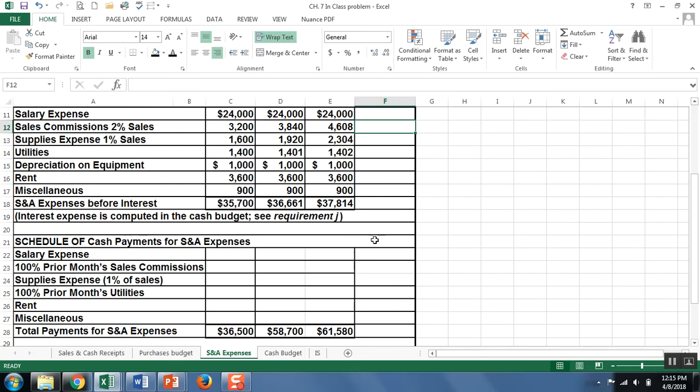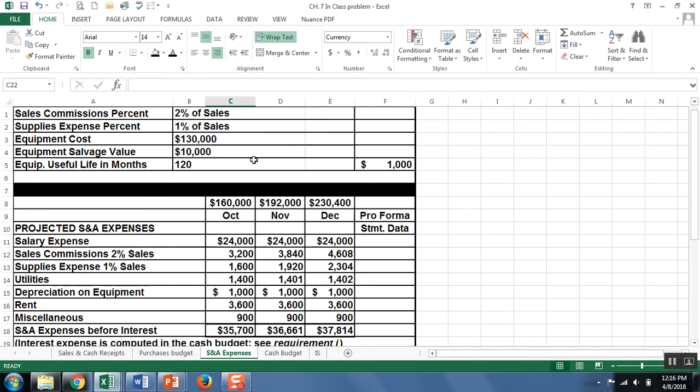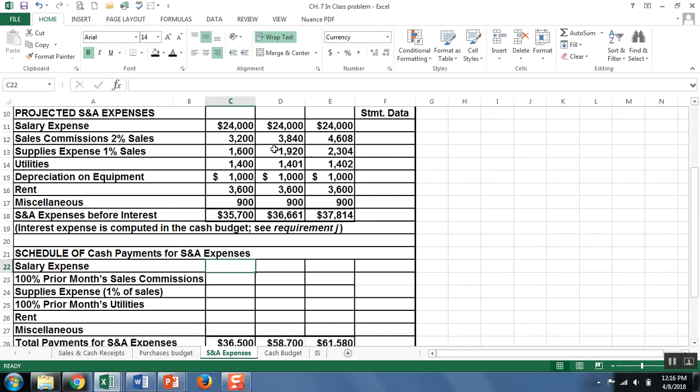Now we can prepare our schedule of cash payments. Sorry, I'm just gonna pretty this up a little bit. So we don't make any assumptions about when these payments are made, except for sales commission, supplies, and utilities, right? They told us some assumptions about when those payments are made. Everything else is made in the month of. So we pay out $24,000 every month.